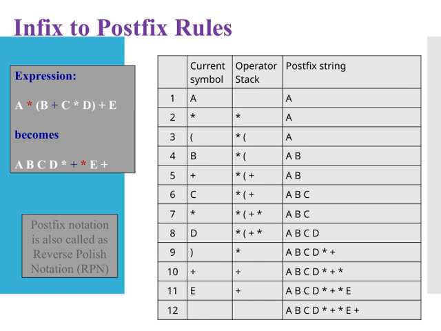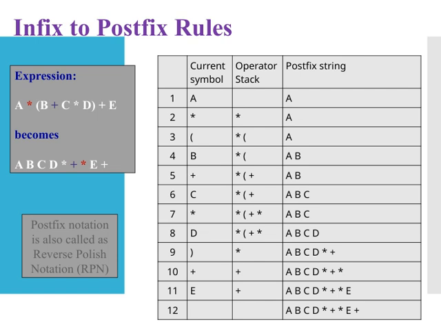Next comes asterisk, which has a higher precedence than plus, so we push it onto the stack. Seeing D, we add it to the postfix, so the postfix string updates to ABCD. When we encounter a closing parenthesis, we pop from the stack until we reach the corresponding opening parenthesis. This means we pop asterisk and plus, adding them to the postfix, resulting in ABCD*+. Now the stack has the opening parenthesis left, which we remove.